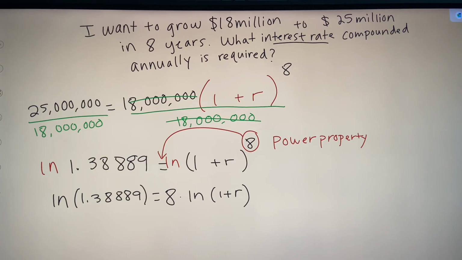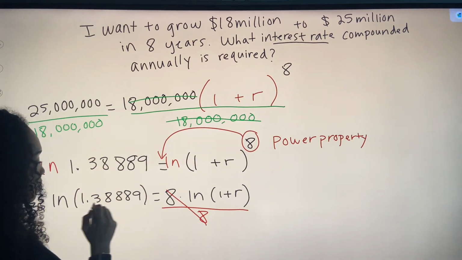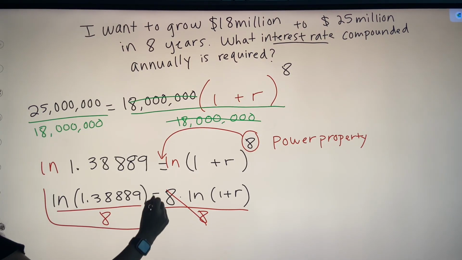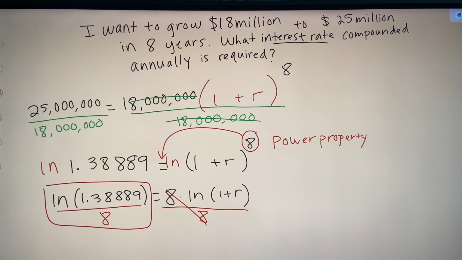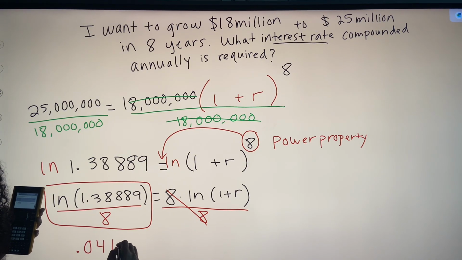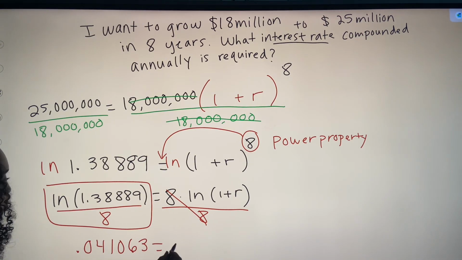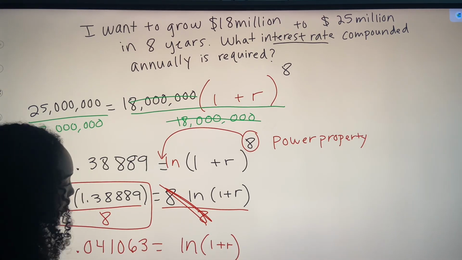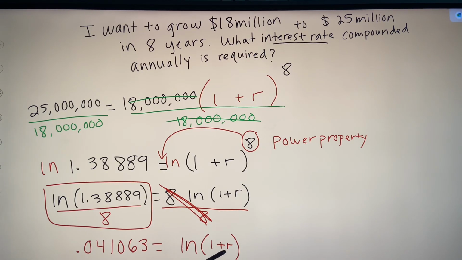Okay, so from here, I'm going to divide by this 8. And this will be just a number, so I'm going to type this into my calculator. I get 0.041063 equals, that canceled out, so I'm left with the natural log of 1 plus r. Okay, I'm really close to getting r by itself.